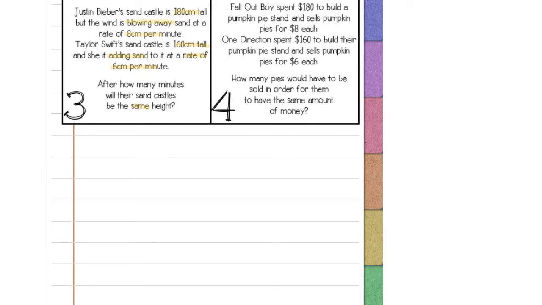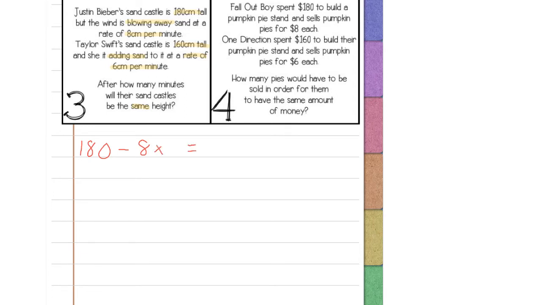So let's start with Justin Bieber. So his sandcastle is 180 centimeters tall. So that is the constant. That is not changing. It's a fact that it's 180 centimeters tall. But when the wind is blowing it blows away at a rate of 8 centimeters per minute. So that means that it's taking away because it's blowing away at 8 centimeters per minute. We don't know how many minutes are going by, so that is our missing variable.